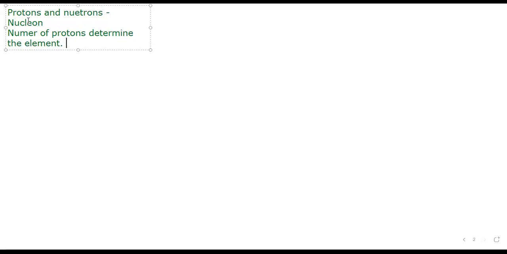Now, we have talked about protons, we've talked about neutrons. Let's talk about electrons, right? This is just the basic structure that we're actually going through.